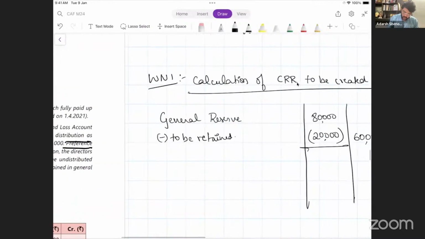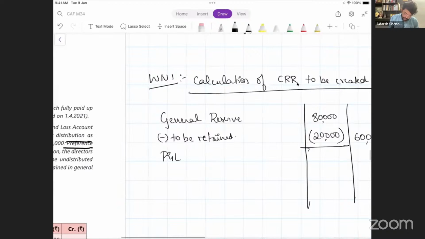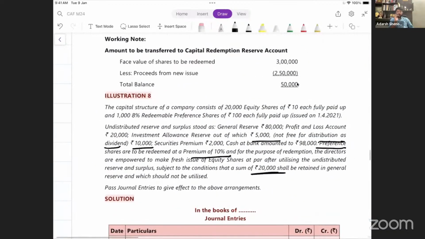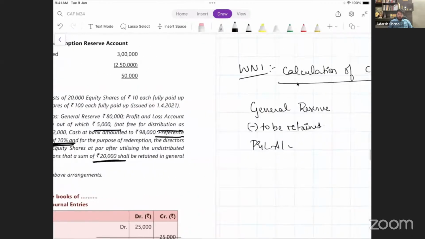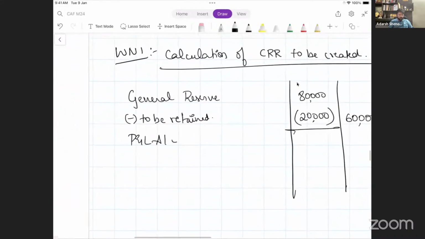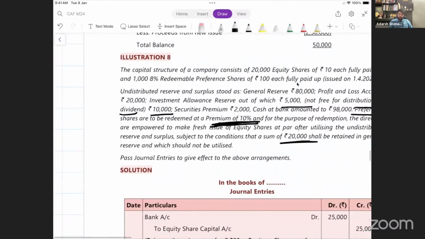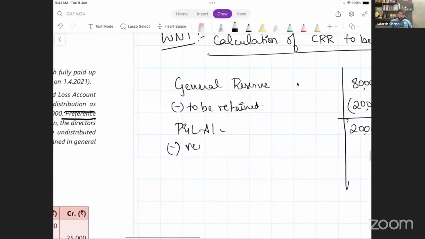Next, profit and loss account. Now here there is a very important point, okay? P&L account, only 20,000 is there, but remember there is premium on redemption. To write off the premium on redemption we need P&L balance. How much premium on redemption is there? Because the preferences are being redeemed at 10% premium. So to write off that 10% I need P&L. So I'll have to keep that much balance of P&L towards the write-off. So total 20,000 is there, but I can't use all 20,000, some is required for premium write-off.